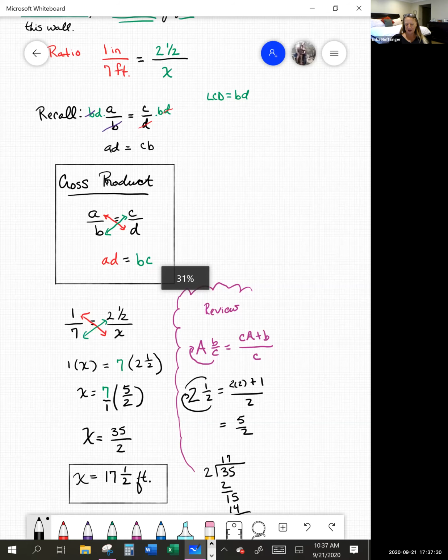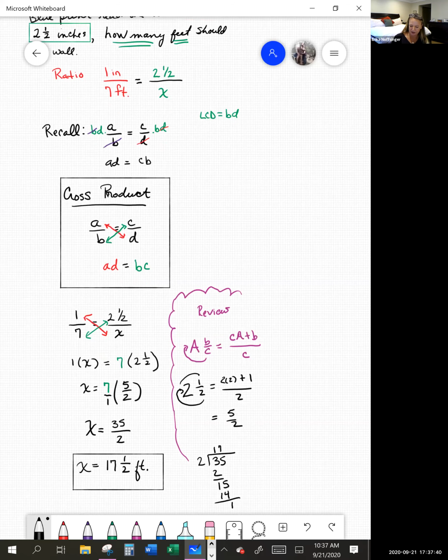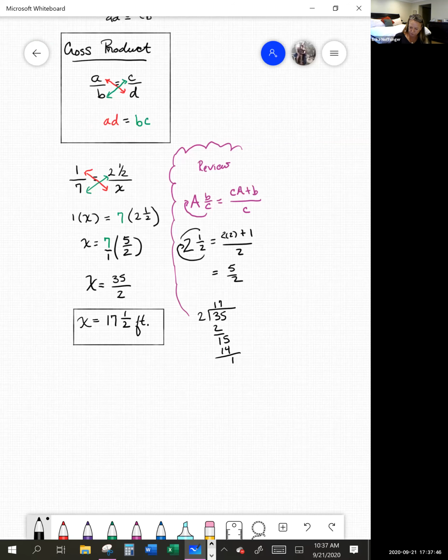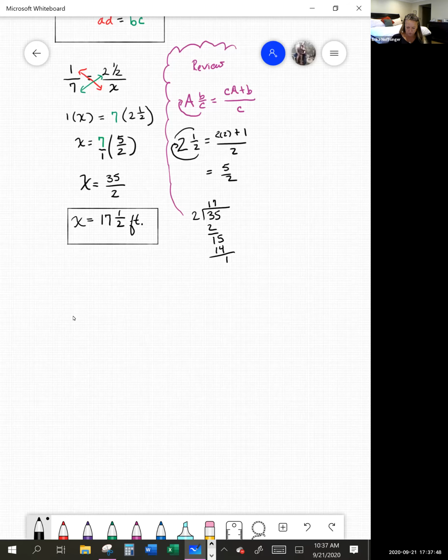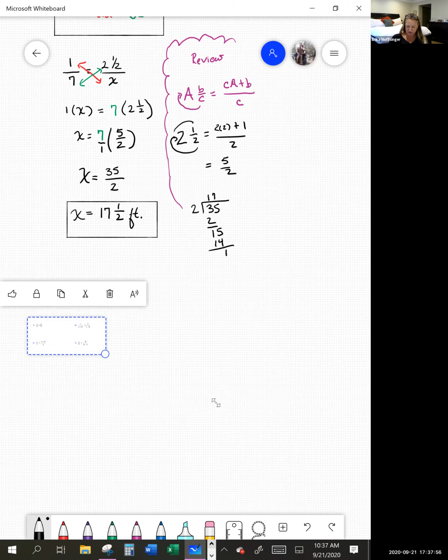Okay, so I'm not sure where you guys are, how much you're remembering your rules of fractions and stuff. But let's look at another example. I just want to pull some problems just so we can look at them.